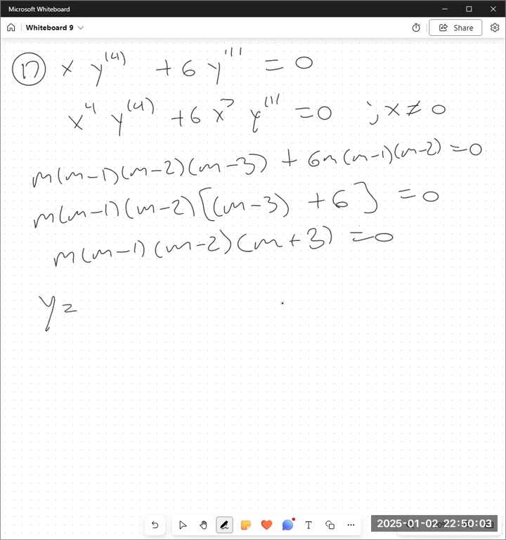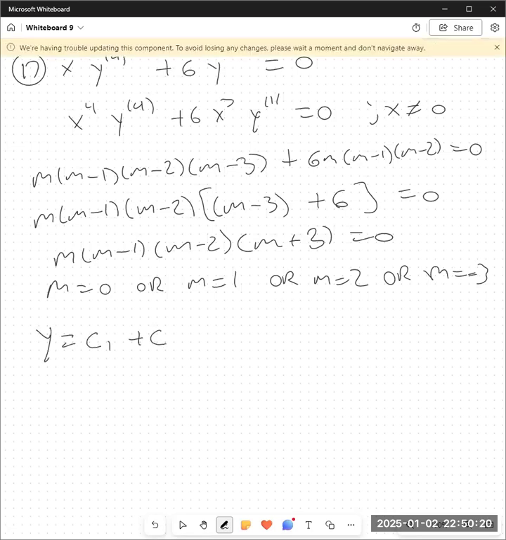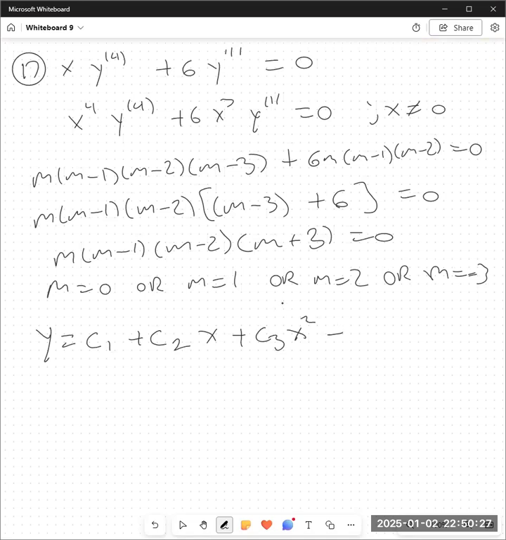So y equals, get my zeros, m equals 0, or m equals 1, or m equals 2, or m equals negative 3. So y equals c1 plus c2 x to the first, c3 x to the second, c4 x to the negative 3rd. And that'll be it. These are Cauchy-Euler differential equations.